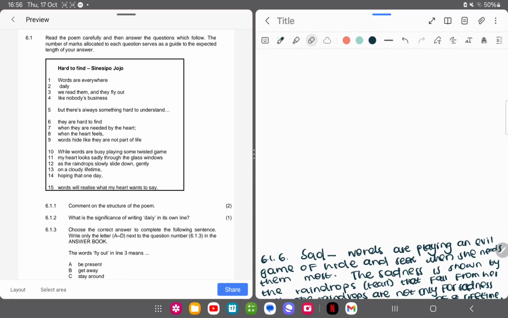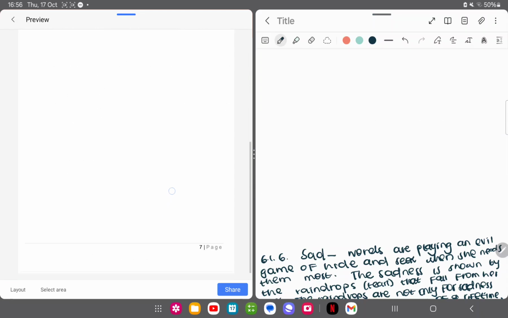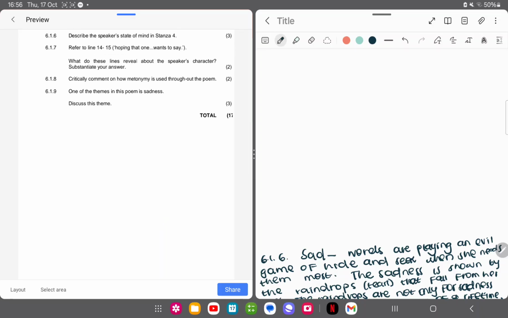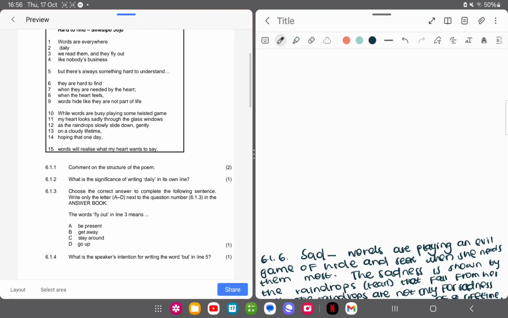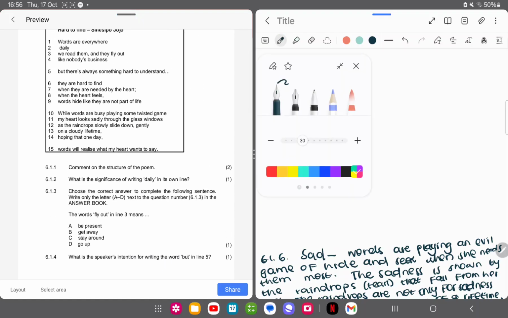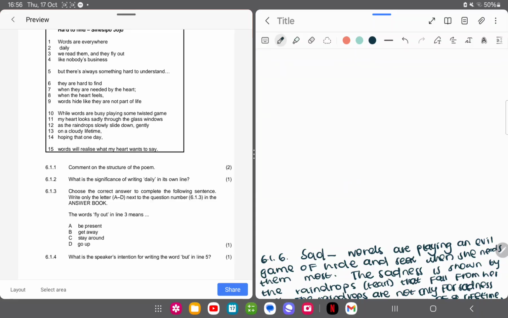Hope you got that. And then we have the last question that says, one of the themes in this poem is sadness. Discuss this theme. Okay, so themes are very important in literature. They are very important in poetry because you have to discuss them and they come in a huge sum of marks. 3 marks is a lot of marks to lose, so you have to know these themes by heart.